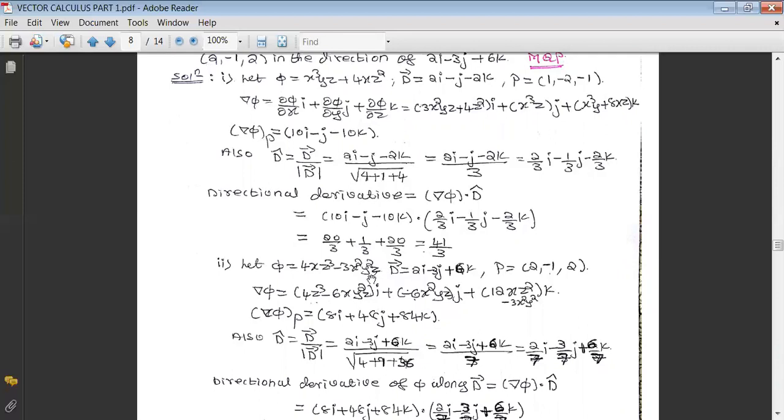First let us differentiate this one partially with respect to x. That gives you 4z cube minus 6xy square z, and that is the partial derivative of phi with respect to x. It has to be multiplied by i. Plus with respect to y, here there is no y, its derivative is 0.